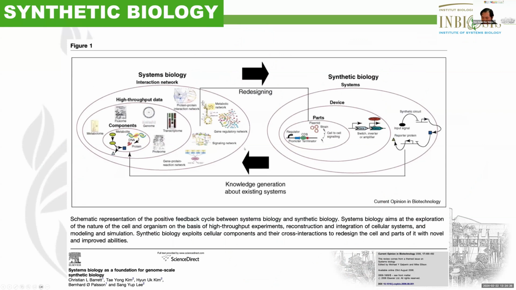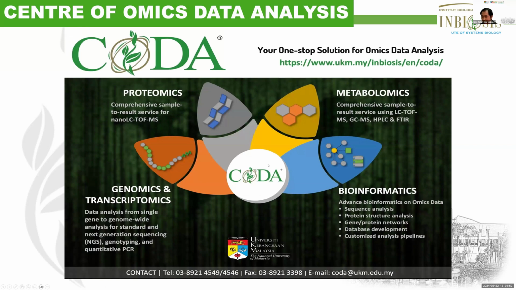Basically, it's a circle. So we start with systems biology, generating all the data, the genome, metabolome, proteome, and so on. Then we have an idea on how the pathway works in that biological system. Then we can transfer it into synthetic biology platforms. And from that, we can see what are the effects and it goes back towards the cycle again. So this is just to summarize the four omics that we do here, and some of the analyses that we can do at Biosis.